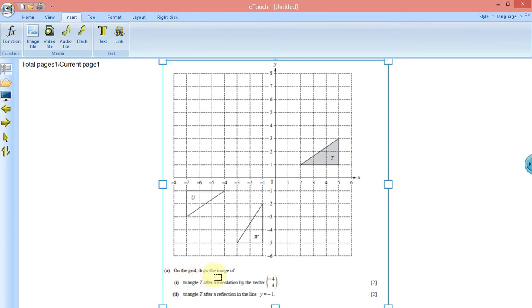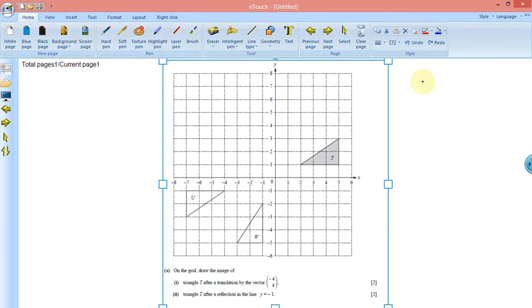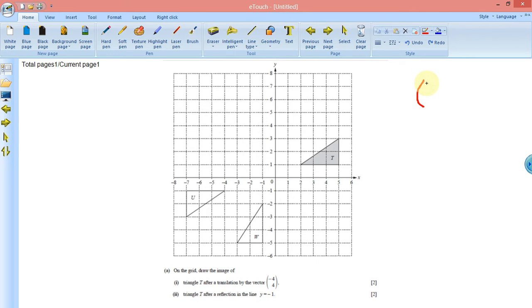On the grid, draw the image of triangle T after translation vector minus 4 4. Okay guys, there's something you need to know about translation vector. Generally translation vector is of this form. So you have the x and the y coordinates. If the x coordinate is positive, then that implies that you move to the right hand side. If the x coordinate is negative, you move to the left hand side. If the y coordinate is positive, you move up, and if the y coordinate is negative, you move down. So by implication, minus 4 4 implies that our first step is to the left and first step up.